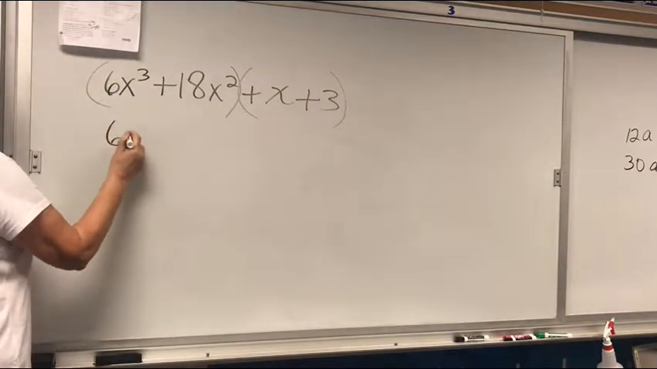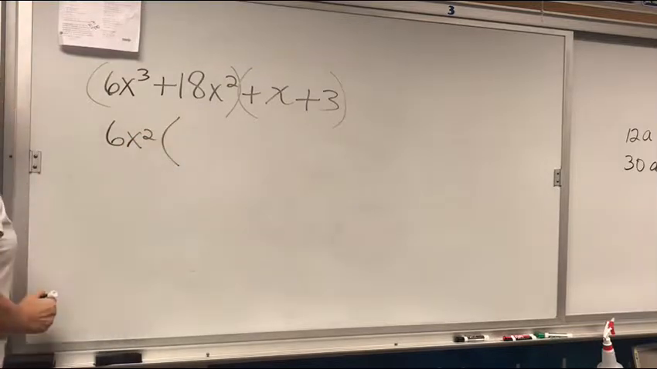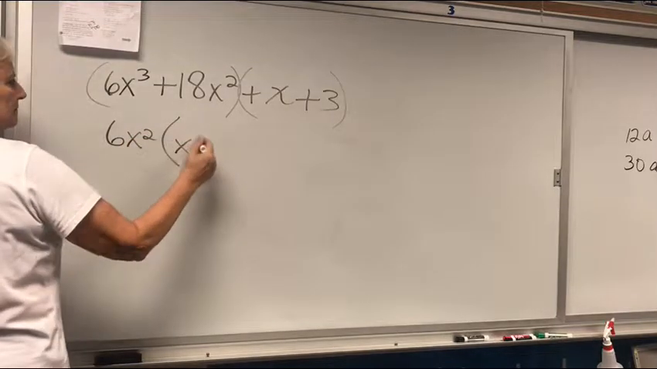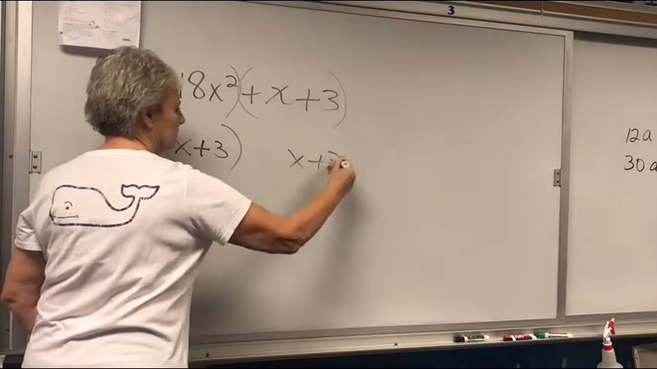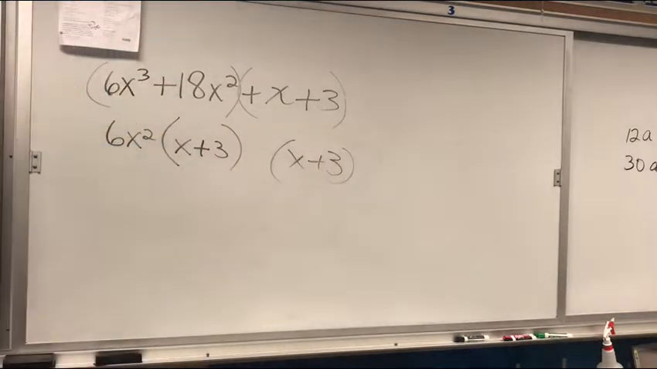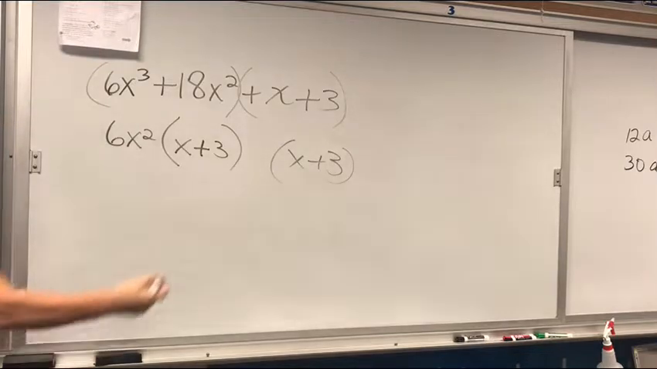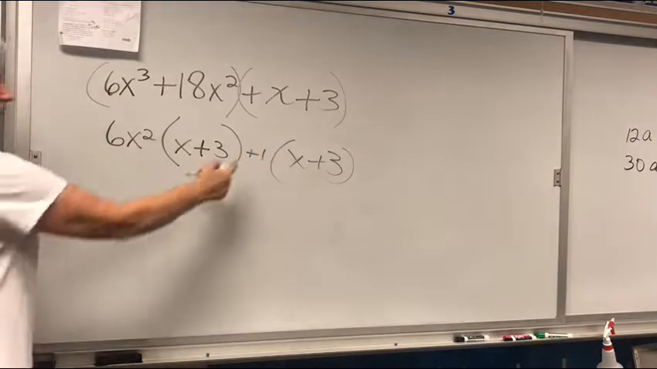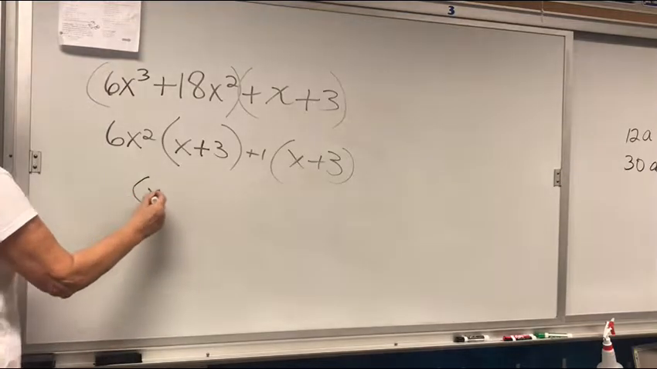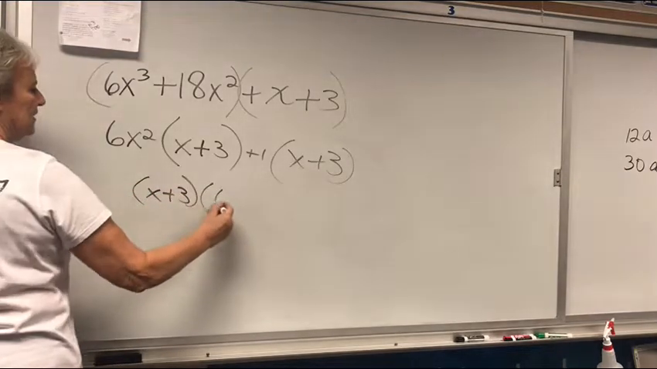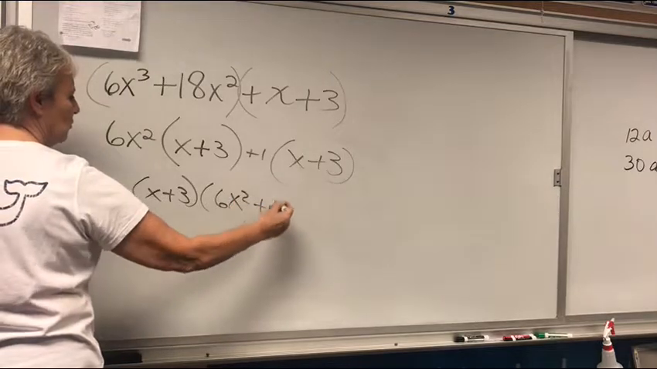6 times x times 3. What's missing? 1. A 1. Right? That's the only way to get that back. So the final answer is x plus 3, 6x squared plus 1.